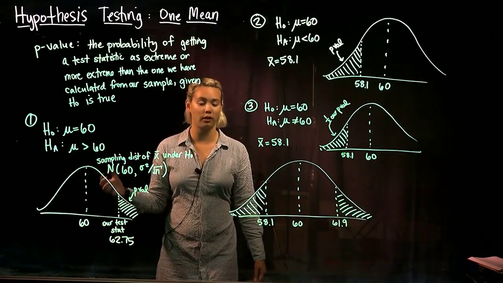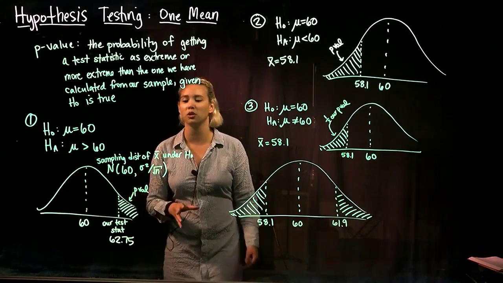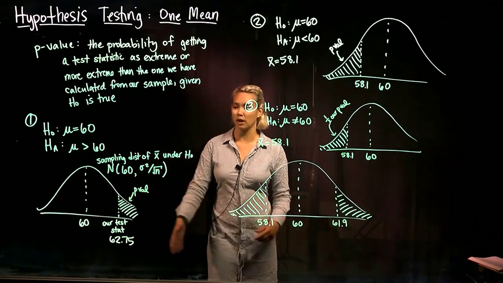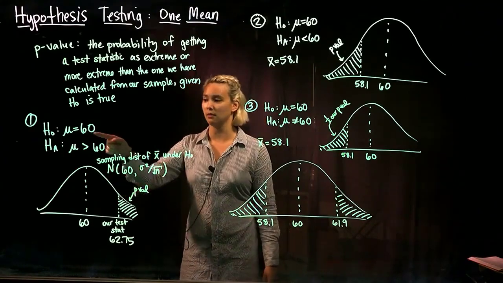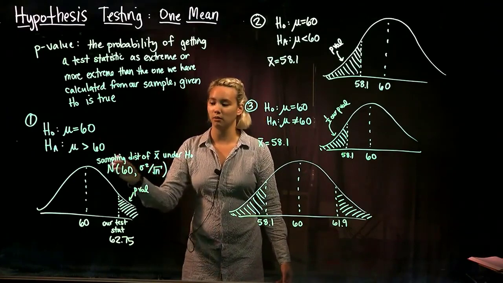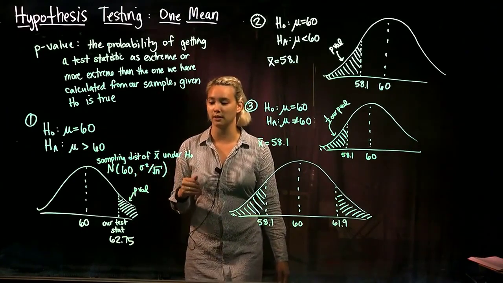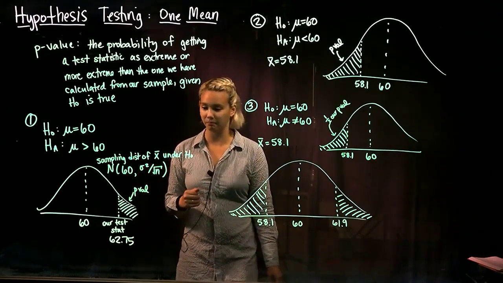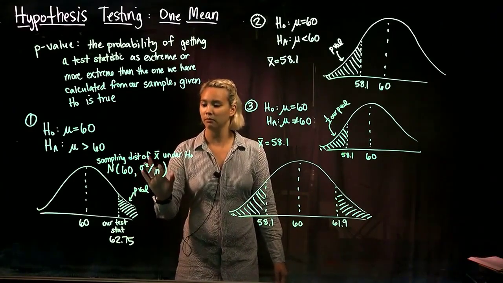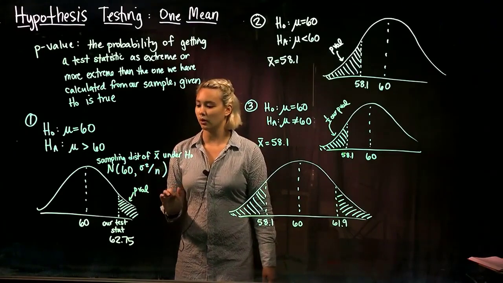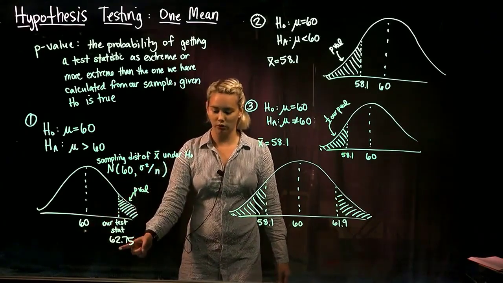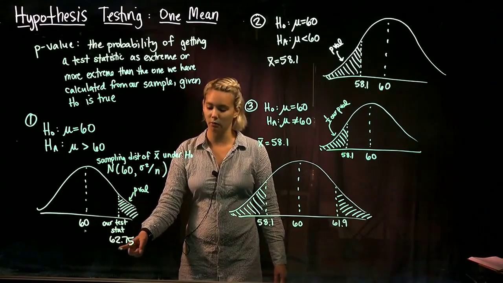If we wanted to draw a little picture of this, we could draw out our sampling distribution of x bar under the null hypothesis. That would mean we draw out a normal distribution with mean 60, because that's what the mean is under the null hypothesis. And then we would make sure that it has variance sigma squared over n. Okay, so here's our normal distribution. It's centered at 60, and then we drew in our test statistic, x bar, which was 62.75.